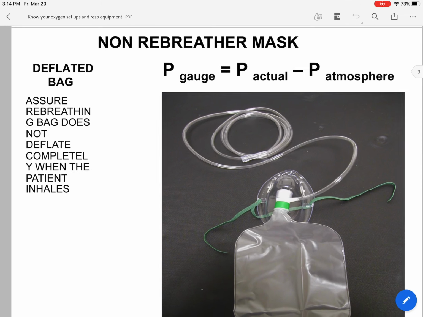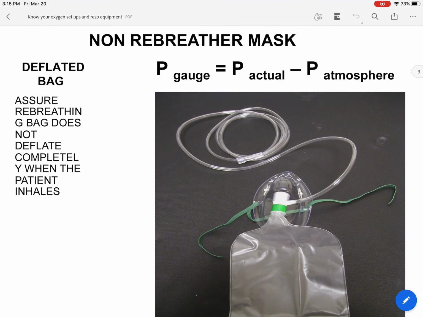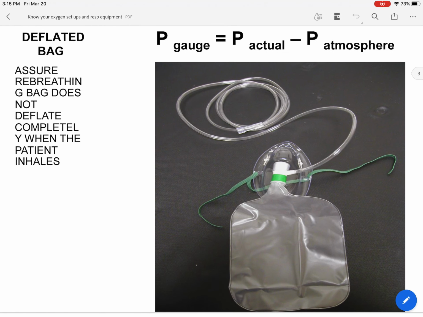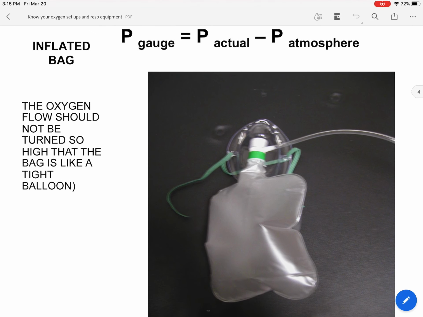Also, you can use gauge pressure to describe what's happening inside these rebreather masks. If the pressure on the outside is bigger than the pressure on the inside, then the mask will be deflated. And vice versa, if there's too much pressure on the inside, then the mask is going to get inflated. So you can control that by knowing the gauge pressure.